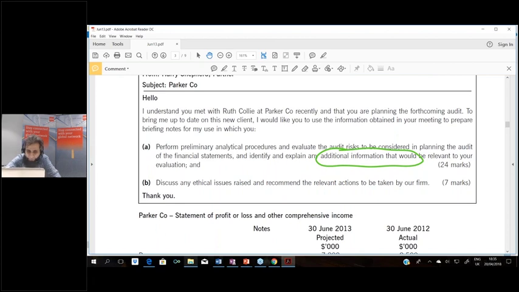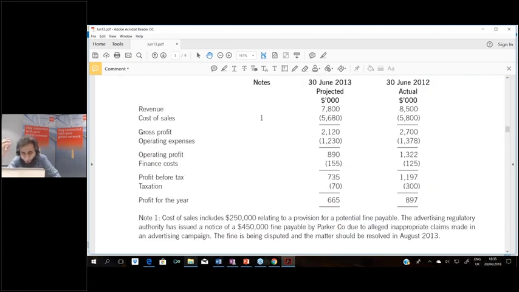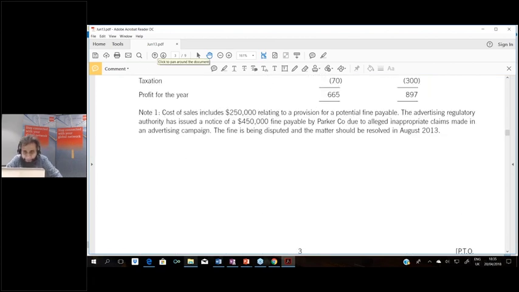I'll go down and I'll see note number 1. Note number 1 says cost of sales includes $250,000 relating to a provision for fine payable. The advertising regulatory authority has issued a notice. So will I be needing this notice from the company to confirm the amount of fine payable? Is the notice the information I will be needing from the company when I go to the audit? Everyone agrees with that, if you're watching this on your screens?